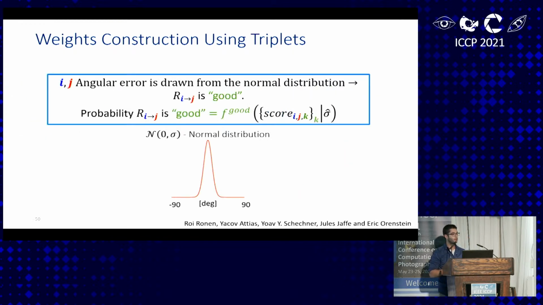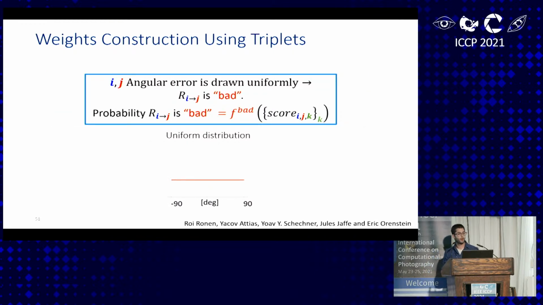Recall that if the angular error of the objects I and J is drawn from the normal distribution, the relative rotation was estimated well. Therefore, the probability that the I-J relative rotation is good depends on the estimated sigma and all triplet scores that contain the images I and J. This probability is determined numerically from simulations.